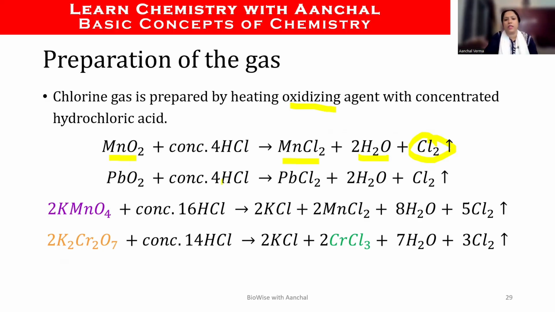That is, any oxidizing agent you can see here. Lead oxide, when treated with concentrated HCl, gives you lead chloride, water, and chlorine gas. Then KMnO4, that is potassium permanganate, with HCl gives you KCl, MnCl2, H2O, and chlorine gas. These are certain complex reactions, means bigger reactions with bigger numbers of balancing. So you should know these. Potassium dichromate, when treated with HCl, gives you KCl and chromium chloride, that is green in color. Here it is orange and it forms a green solution. And then chlorine gas is released. So this is how chlorine gas is prepared, right?